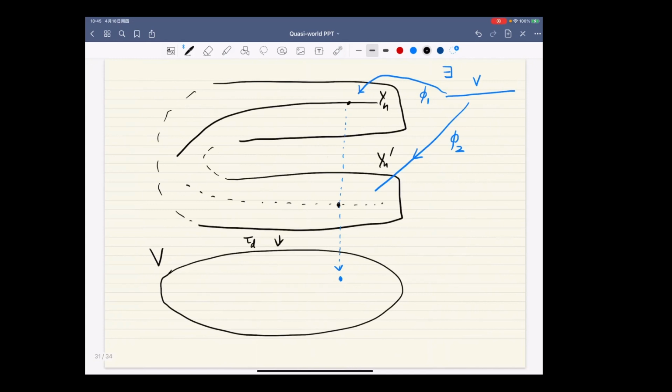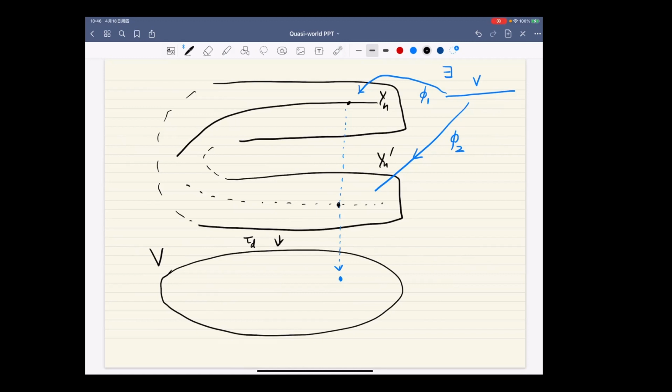And by some argument in algebraic geometry, you can find another curve V, which has two maps, phi1 and phi2. One is mapped to yn, another is mapped to yn prime. So maybe we note that this yn and yn prime can be the same curve, but this phi1 and phi2 are two different ways to parameterize them. This is also possible, but no problem.